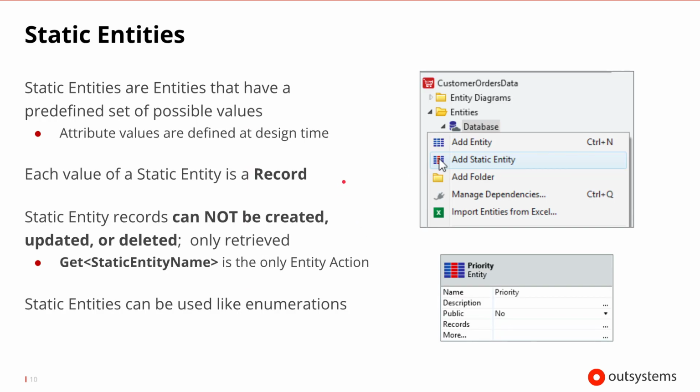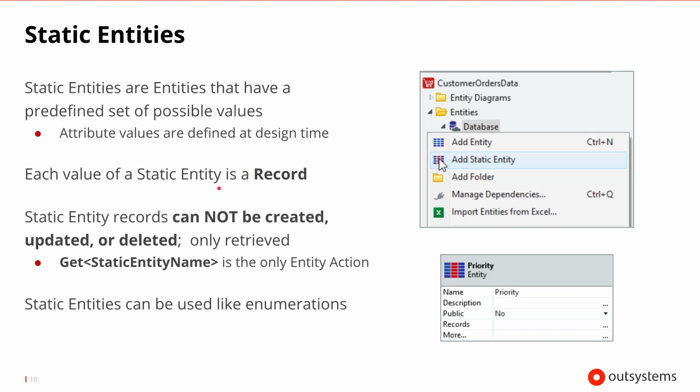Now, the entities are one set. There is this special type of entity called a static entity. Static entities are entities that will have a predefined set of values. So those predefined set of values will have attributes, and all of this will be defined at development or design time when we're first working with this.